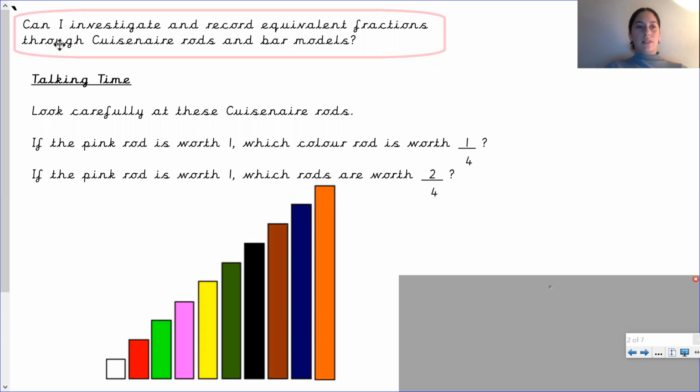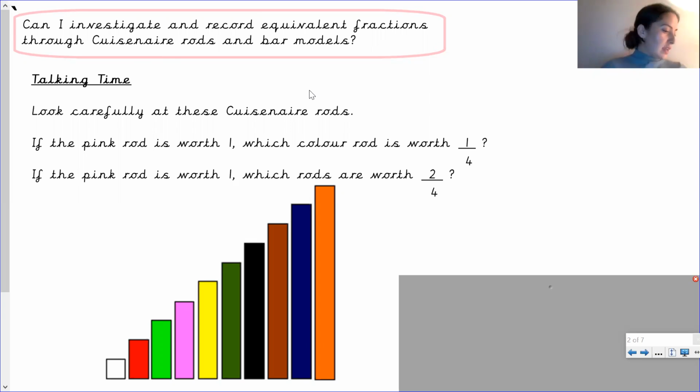Today our learning objective is, can I investigate and record equivalent fractions through Cuisenaire rods and bar models? Equivalent fractions, what does equivalent mean? Equivalent means equal. So we're going to investigate fractions that are equal.